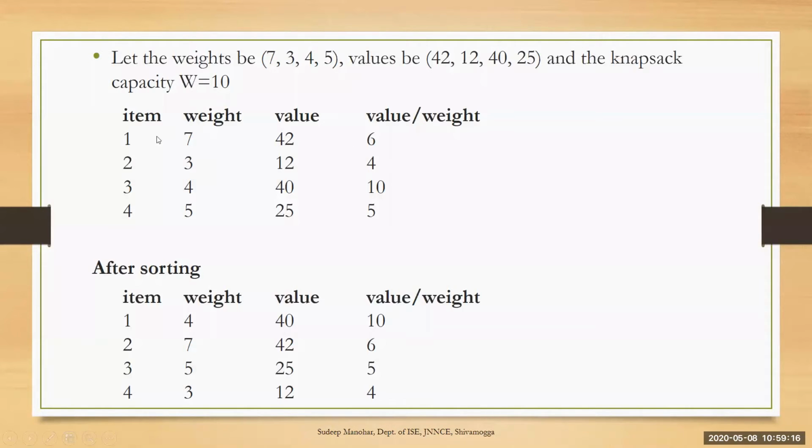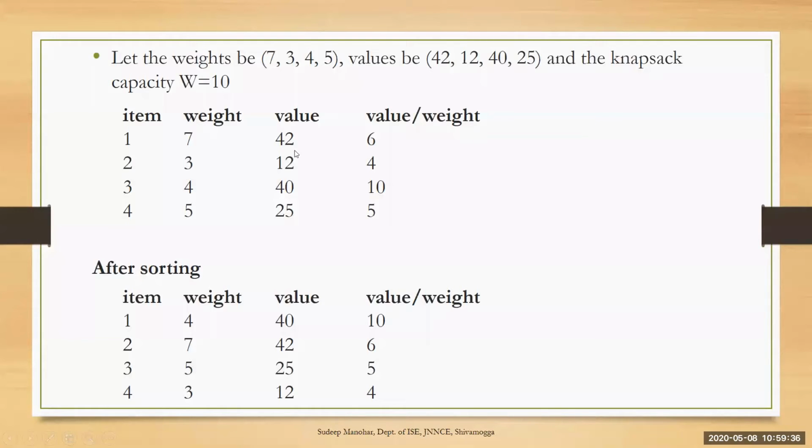We have to write this table. Given items, there are 4 items. Therefore, items 1 to 4 are written. Weights: the order in which it is given in the question, the same order has to be followed. 7, 3, 4, 5. 42, 12, 40, 25. One more column we have to add, which is the value by weight ratio.